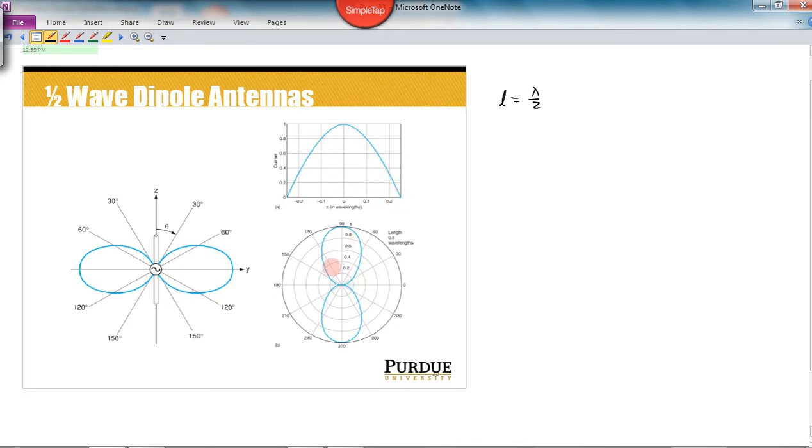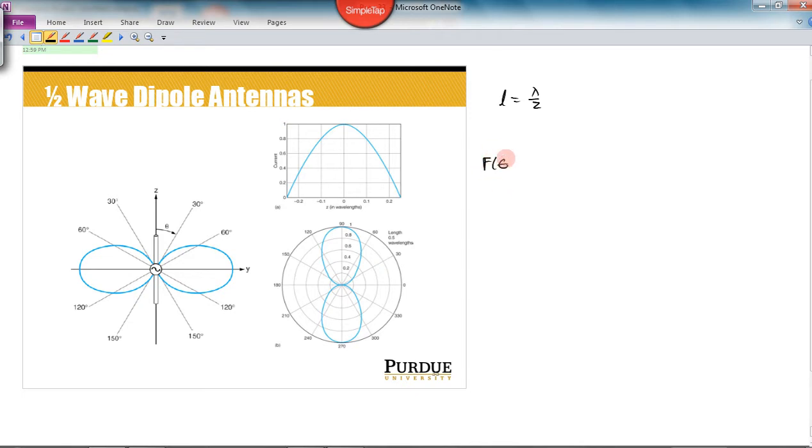The bottom figure here is plotting normalized power density in rectangular coordinates on the left-hand side and polar coordinates on the right-hand side. And one of the reasons that we like half-wave dipole antennas is that the pattern function reduces nicely.